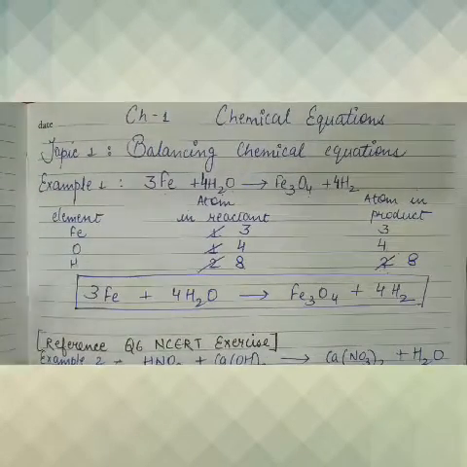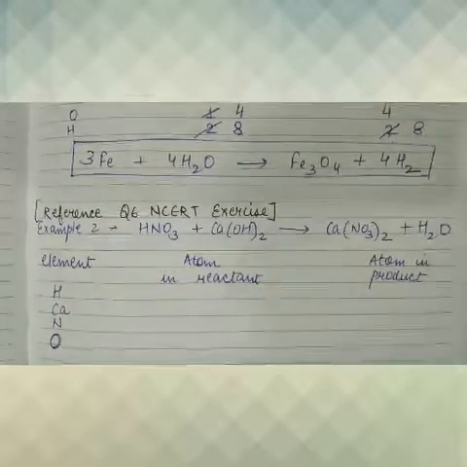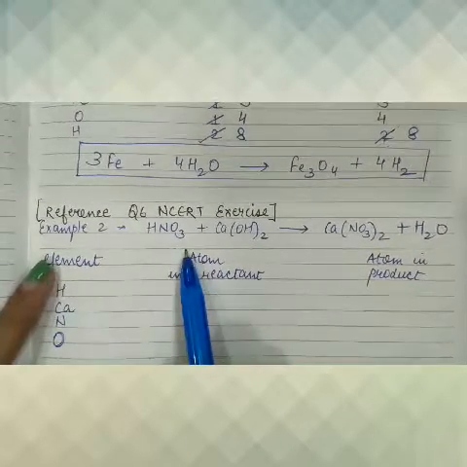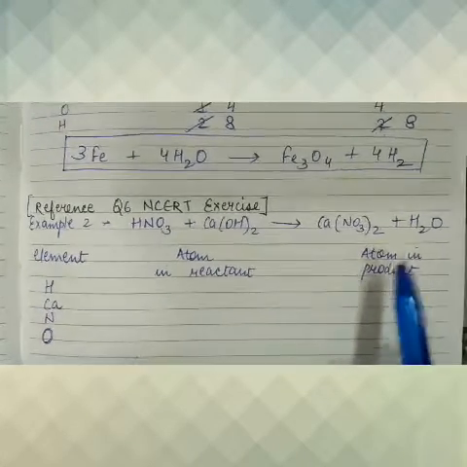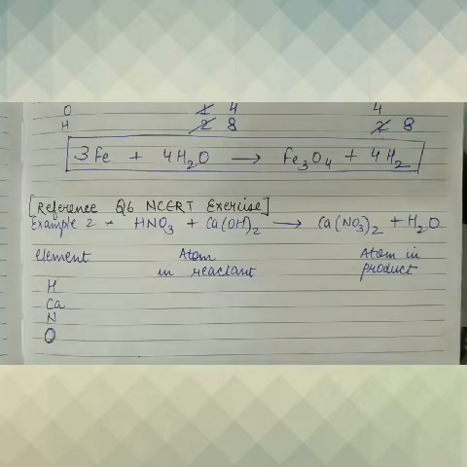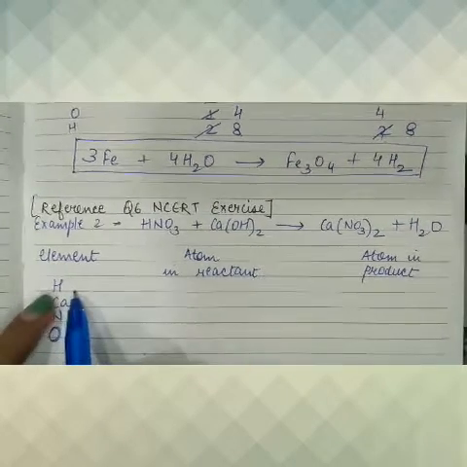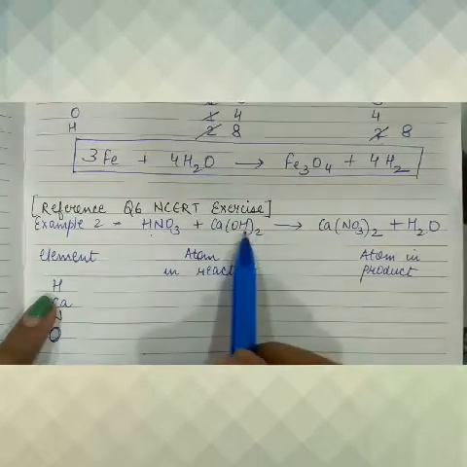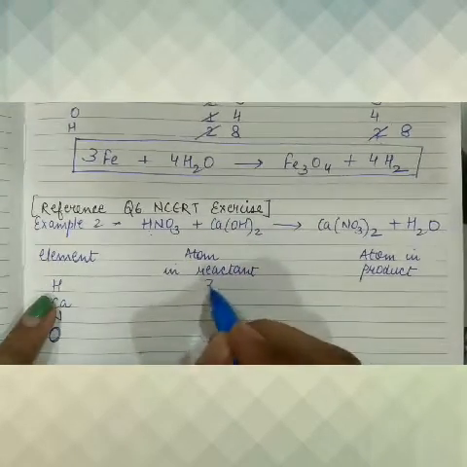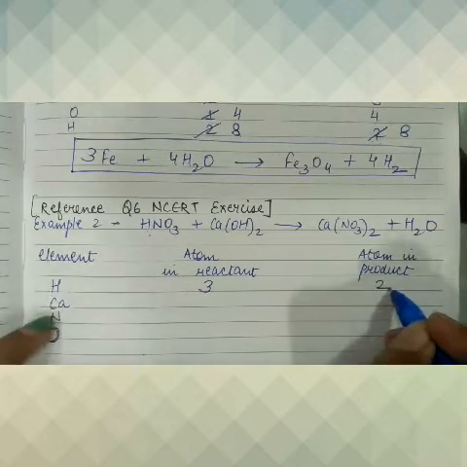Now I am going to discuss with you question number 6 of the NCERT exercise. It is given HNO3 plus Ca(OH)2 gives Ca(NO3)2 plus H2O. Again, we are going to prepare the table. The number of atoms of H in the reactant side is 1 and 2, 1 plus 2 it's 3. In the product side it's 2.